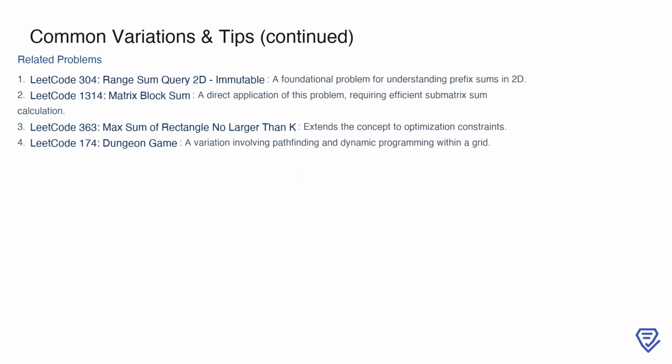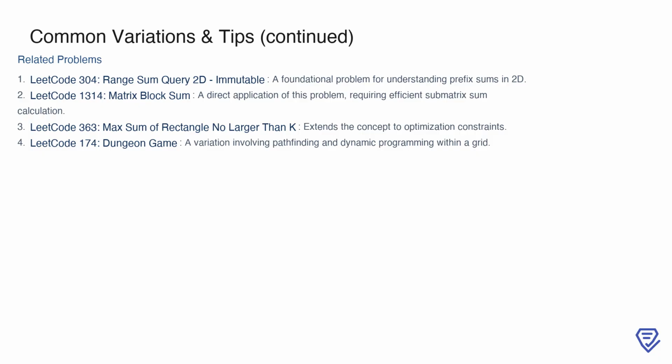To deepen your understanding of the matrix block sum problem, it's helpful to explore related problems that build on similar concepts. For example, LeetCode 304, Range Sum Query 2D Immutable, is an excellent starting point for mastering the prefix sum technique in 2 dimensions. It lays the foundation for efficient submatrix sum calculations. Of course, LeetCode 1314, the matrix block sum problem itself, directly applies these concepts, emphasizing the importance of optimized submatrix summation. For a more advanced challenge, LeetCode 363, Max Sum of Rectangle No Larger Than K, introduces optimization constraints, pushing you to think critically about balancing efficiency with problem requirements.